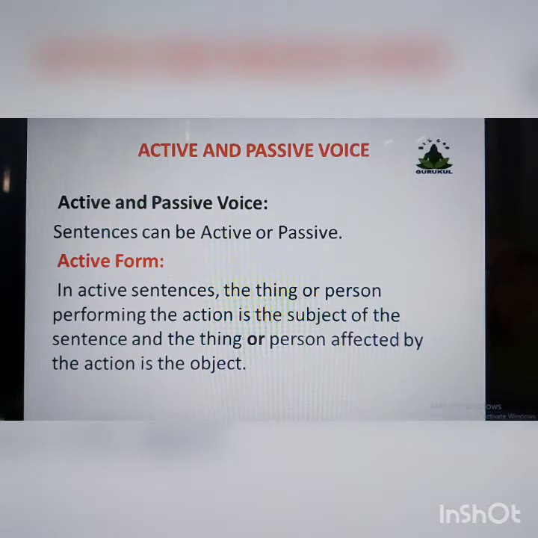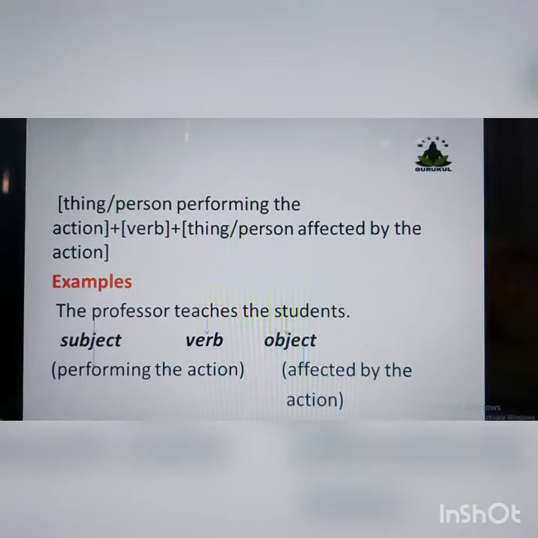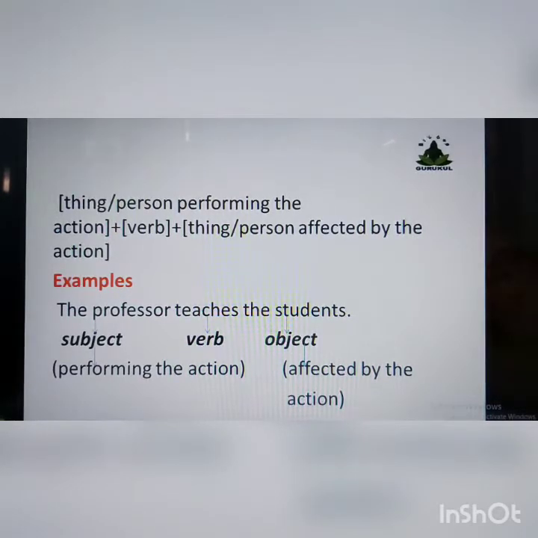Sentences can be active or passive. First, I will explain the active form. In active sentences, the thing or person performing the action is the subject of the sentence, and the thing or person affected by the action is the object. Say, for example, thing or person performing the action plus verb plus thing or person affected by the action.